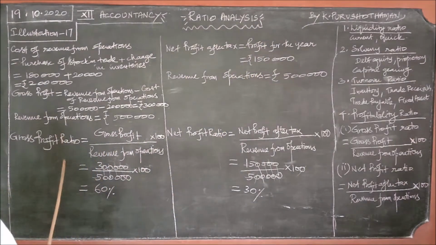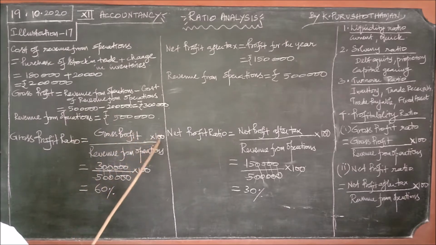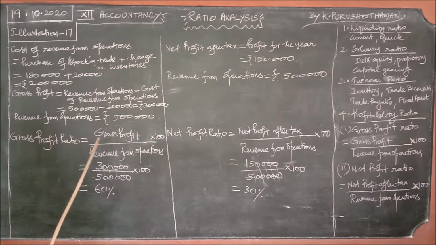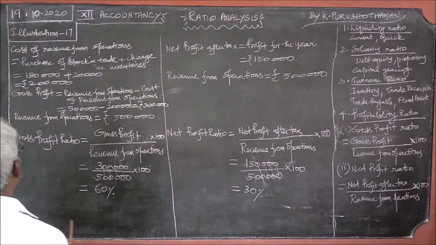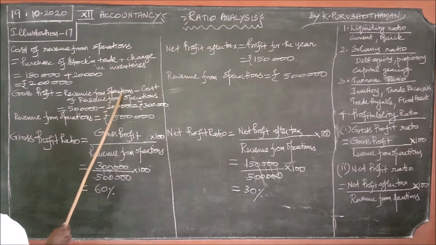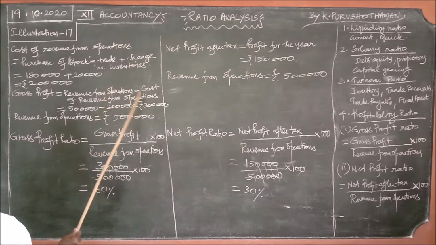But what about gross profit ratio? Gross profit ratio is equal to gross profit into 100 by revenue from operations. Regarding the denominator, revenue from operations, it is given straight away in the problem itself. Now our aim is to find the gross profit. How to find the gross profit with the available information given in the problem? Gross profit is equal to revenue from operations minus cost of revenue from operations.